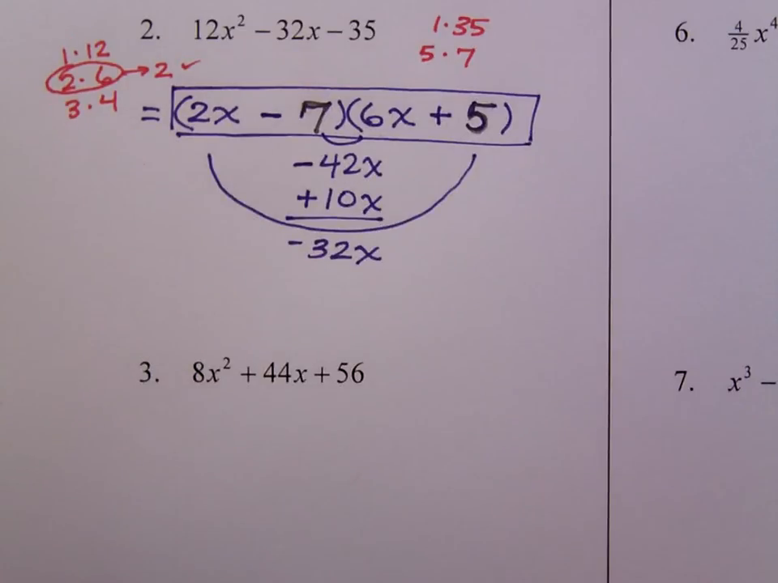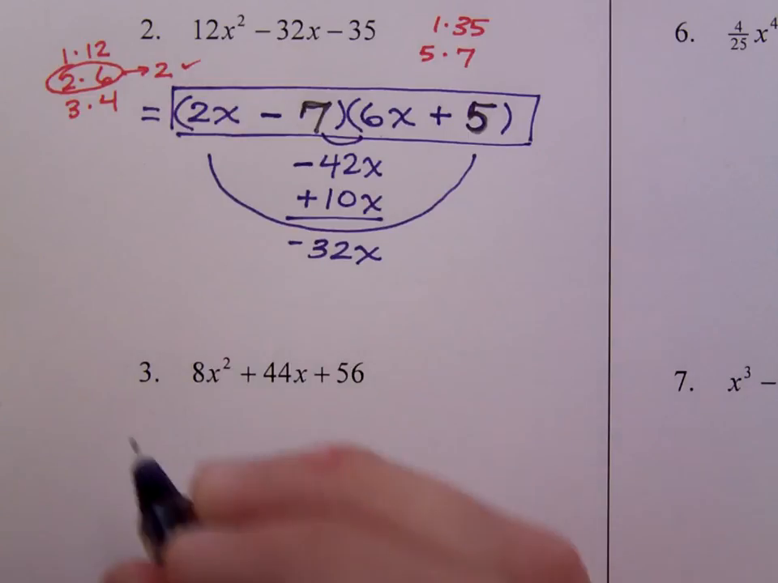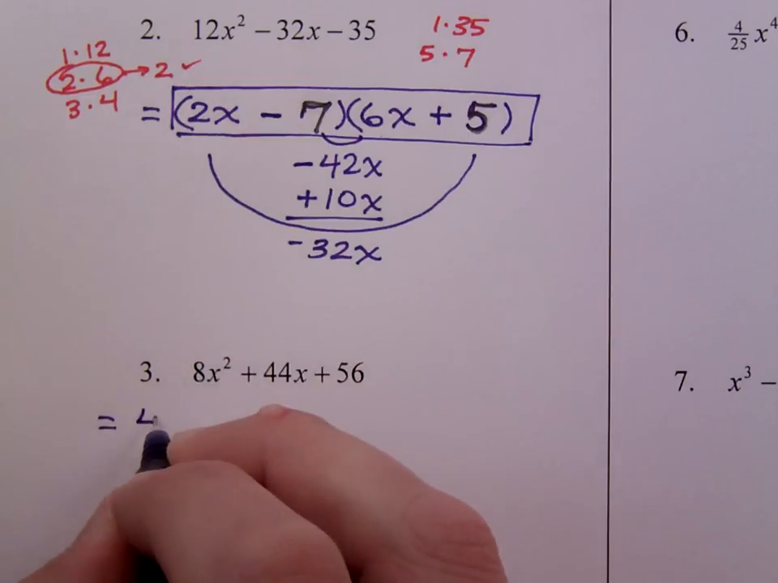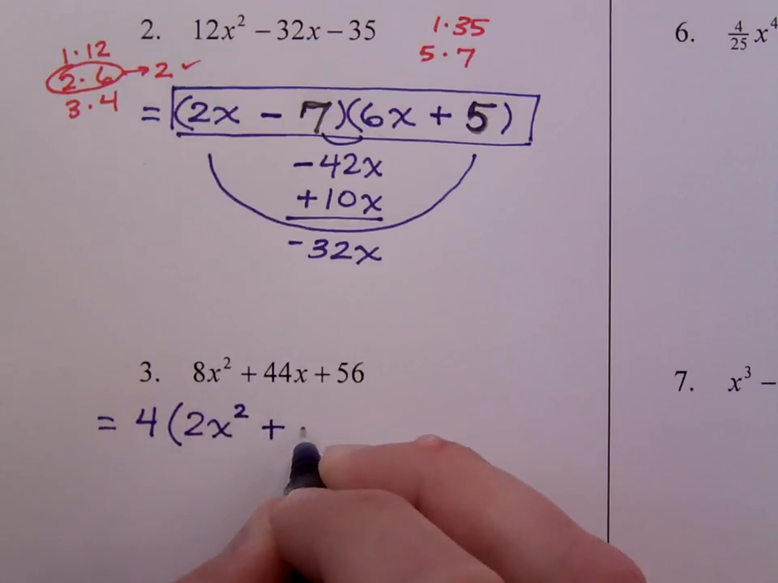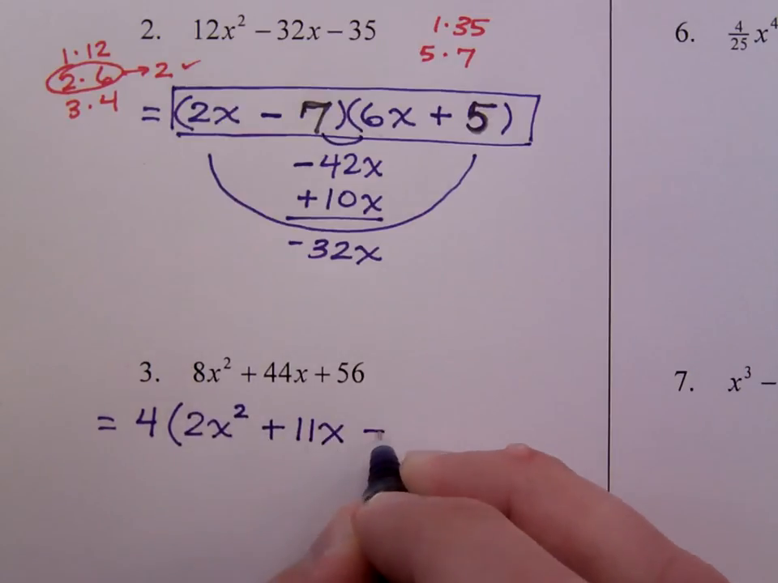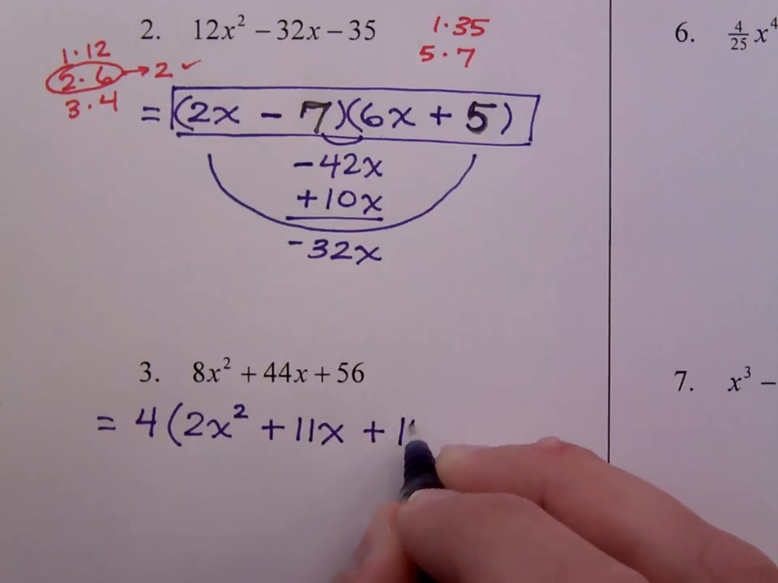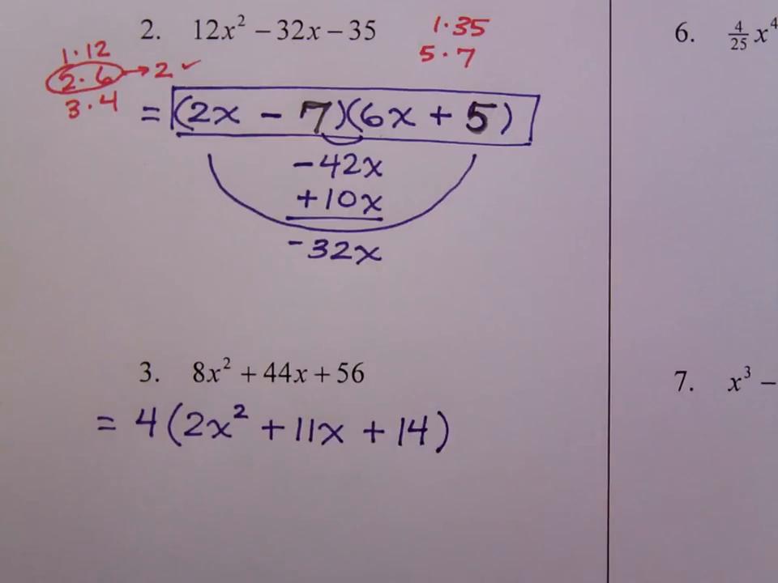Number 3. Now as we look at this, I see that these guys are all even, which means they have at least a 2 in common. But they actually have more than just a common factor of 2. They actually have a common factor of 4. So first I'm going to factor out that common factor of 4, and that leaves me with 2x squared, 11x, and 56 divided by 4 is 14.